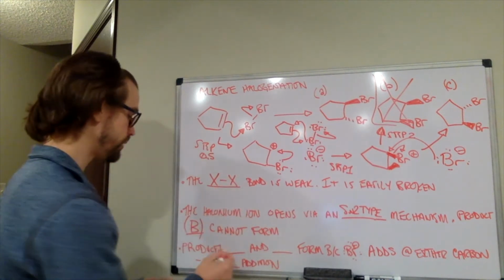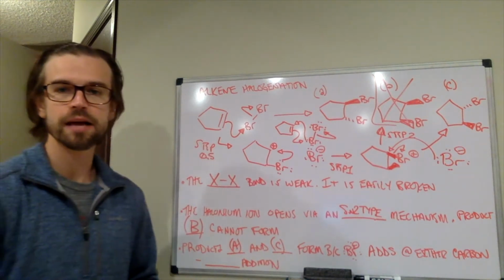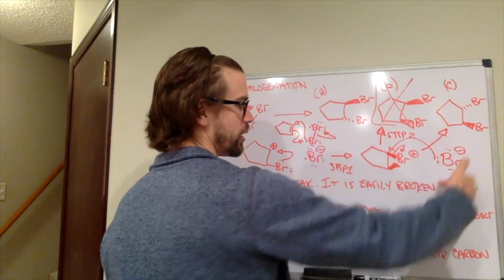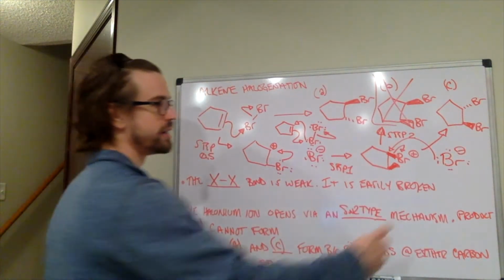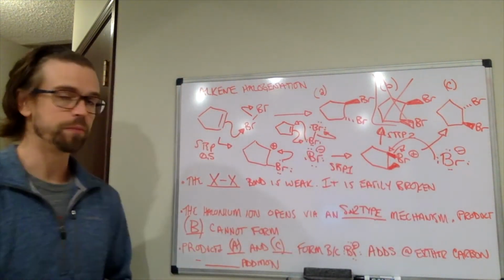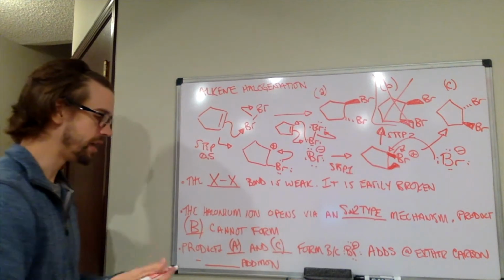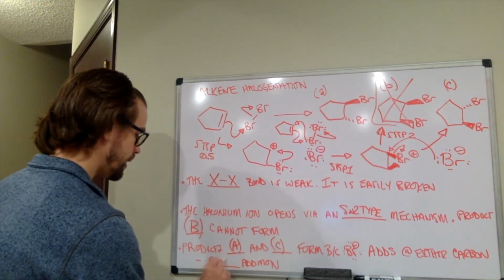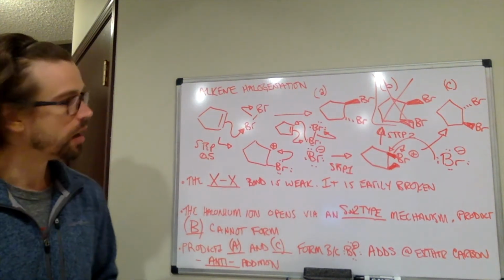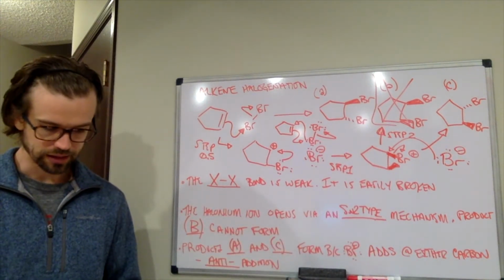What about the other two products? Products A and C form because that Br minus adds at either carbon. It could add to that carbon there, or it could also add to that carbon there. If it added to the one that we indicate, it would make C. If it added to the other one, it would make A. So both of those products are going to be possible. And this is an instance of exclusively anti-addition. The two atoms were added to opposite faces. So all of that in the books. Let's look at the next thing that is on the course packet.